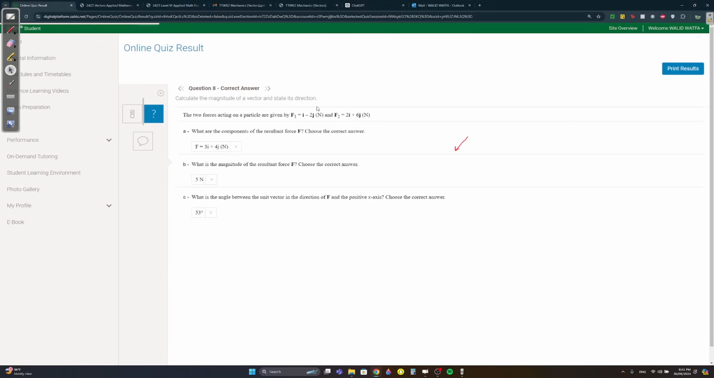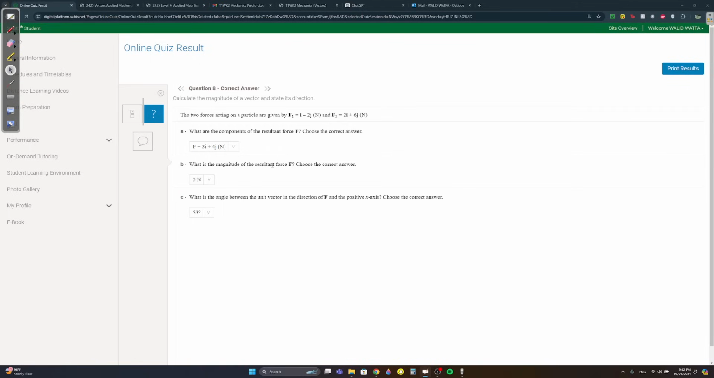Question 8. The two forces acting on a particle are given by F1 = i - 2j and F2 = 2i + 6j. What are the components of the resultant force F? How do you find the resultant? You add up the x components and the y components. What's i plus 2i? 3i. What's minus 2 plus 6? 4j. Obviously, don't forget the unit. It's newtons. Remember, when working with vectors, you always need a unit.